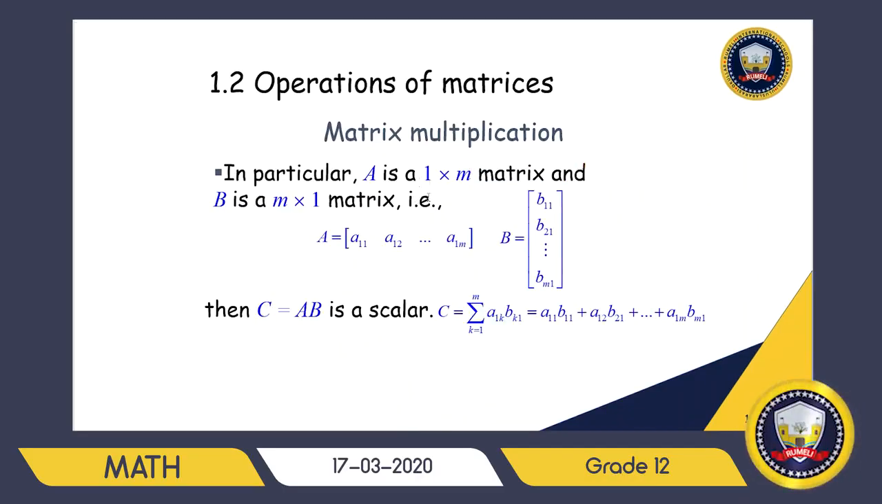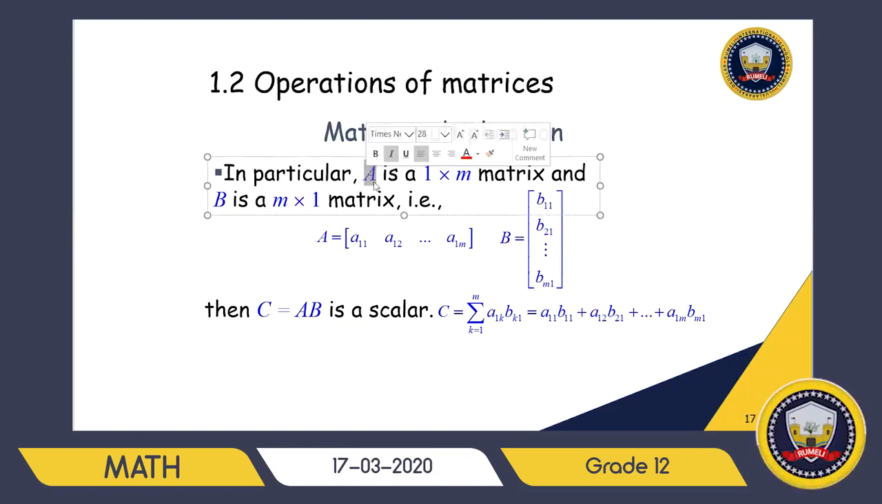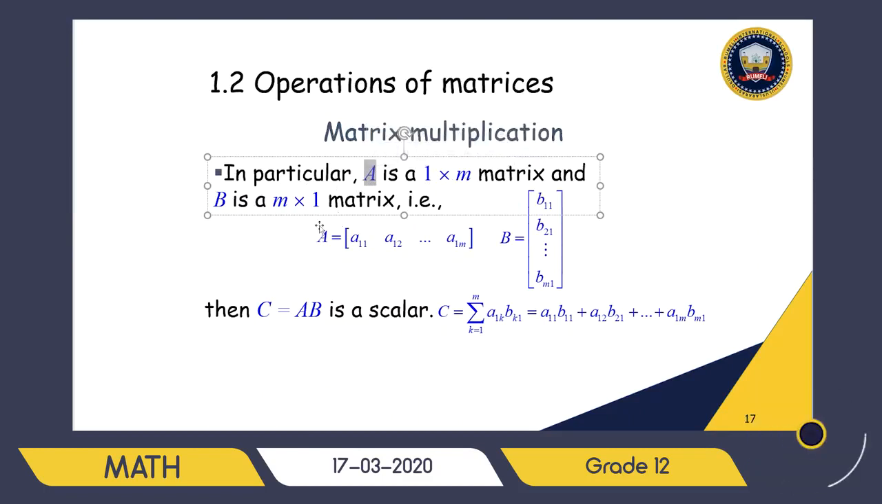Okay guys, let's take the special case of matrix multiplication. In this particular example, we have A, which is 1 times M. So A in this case is a vector starting from 1 until M. And let's take B as M multiplied by 1, which is another vector, but the difference is we have horizontal and vertical vectors.